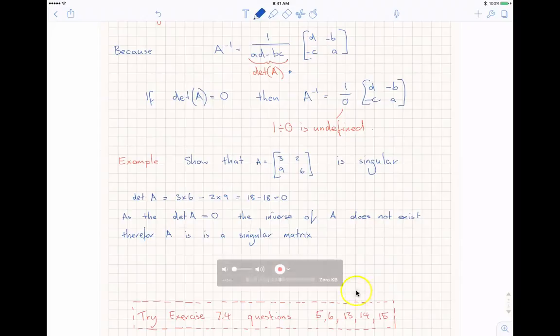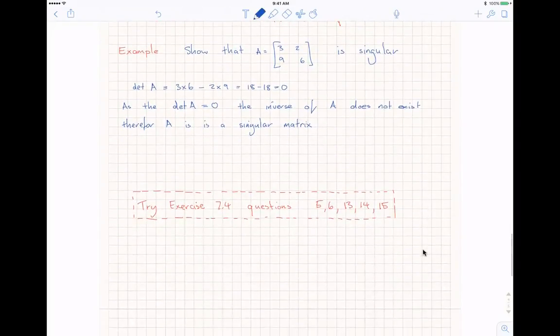So lastly, a few more questions to answer. Just try questions 5 and 6, 13, 14, 15. They're the challenging ones, but it shouldn't be any trouble if you use them with the solutions manual.